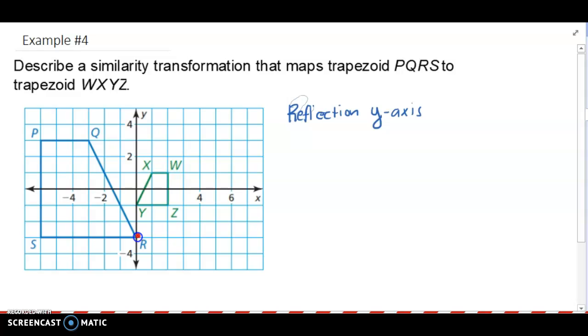This would stay here. This is 1, 2, 3, 4, 5, 6 left, so I'd go 1, 2, 3, 4, 5, 6 right. And then P is 1, 2, 3 up, 1, 2, 3 up, and then 1, 2, 3, 1, 2, 3. So it would be like this.